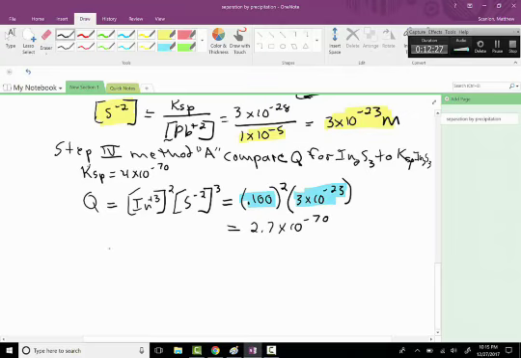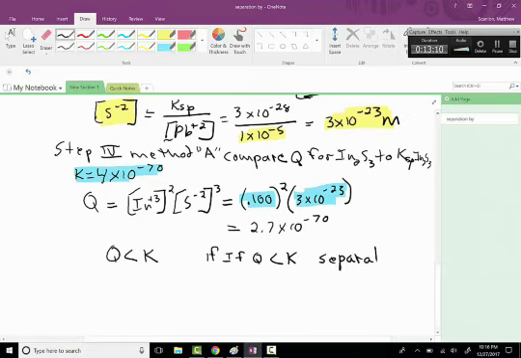Now, Q is less than K, so K is 4 times 10 to the minus 70th up here. So Q is less than K. So the rule is if Q is less than K, then they're separable. If Q is greater than K, then it's going to precipitate out with the lead, not separable.